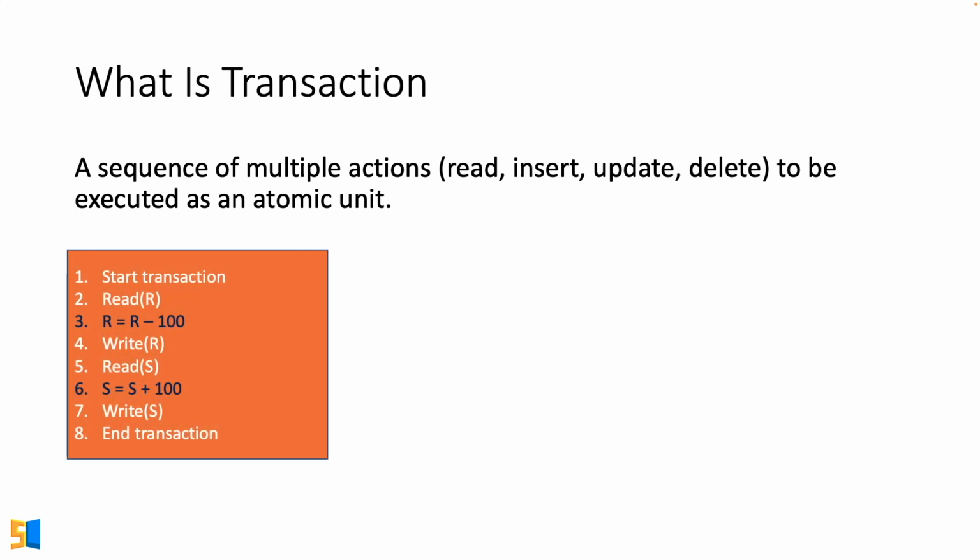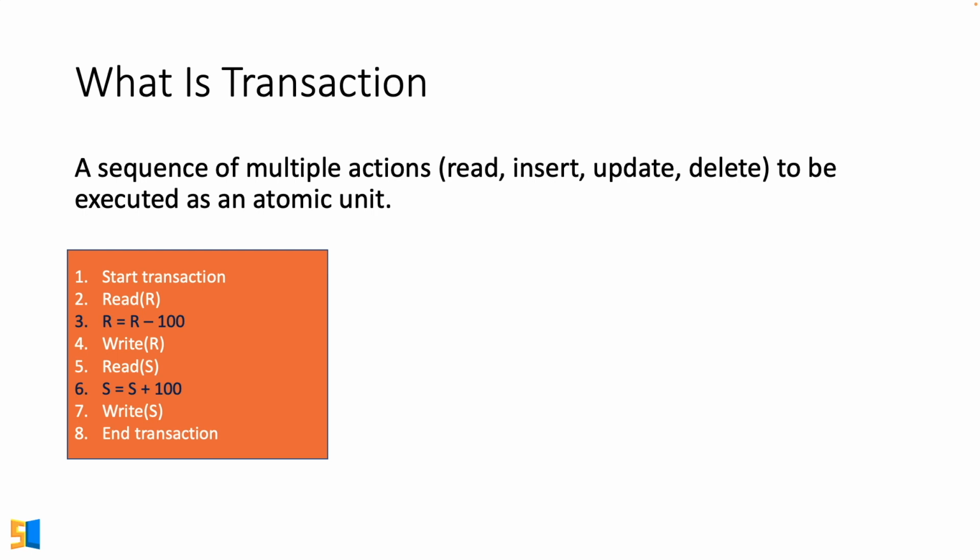Let's look at this example of a transaction for transferring money from R to S. It begins with starting the transaction and ends with ending the transaction. In between are all the actions to transfer money from R to S. In particular, steps number 3 and 6 are applied on the application layer.